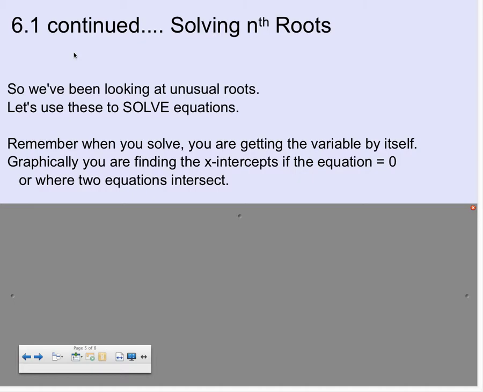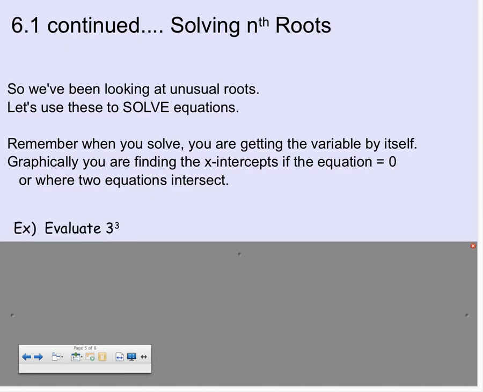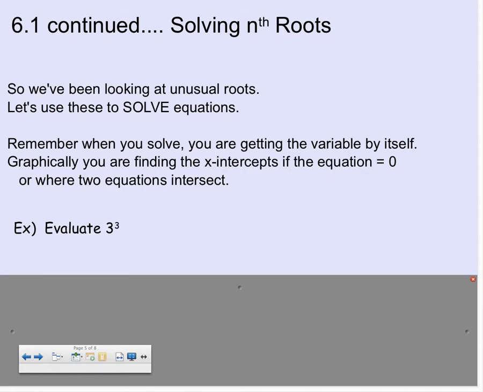All right, so to review, we've been finding weird, unusual roots, and we're going to use those today to solve. Remember on Friday how we would find 3 to the 3rd without taking 3 times 3 times 3? If you use your chart, you'd find the 3 here and the 3 here, and where those two numbers come together is 27. So 3 to the 3rd equals 27. How can we use that to solve a problem?